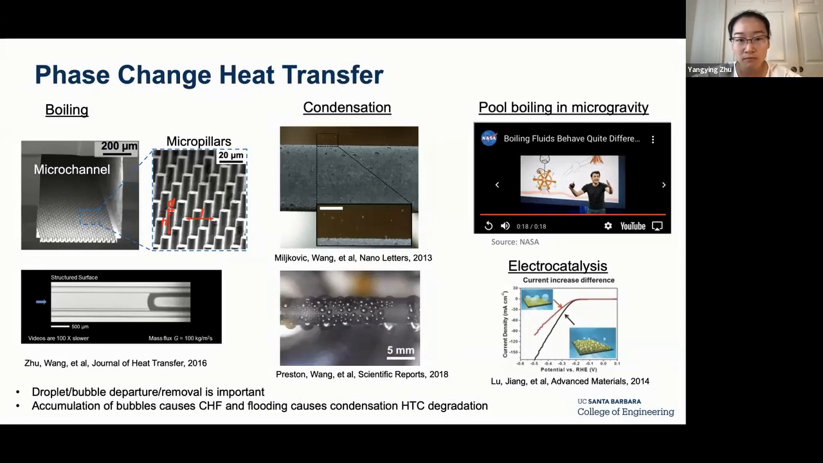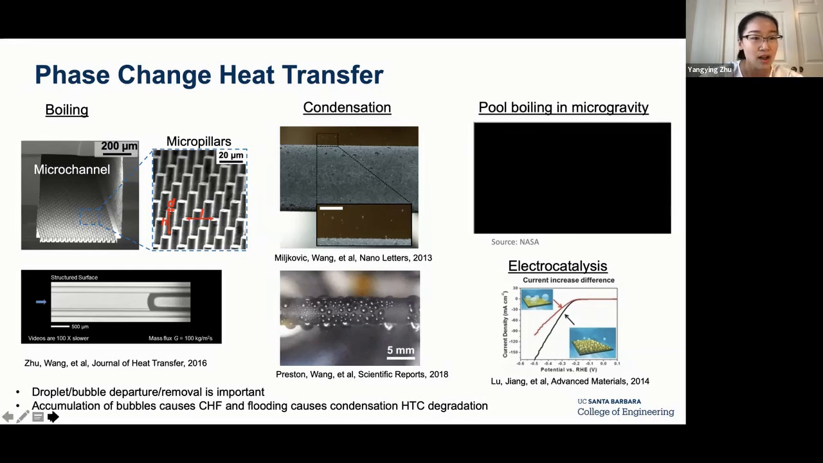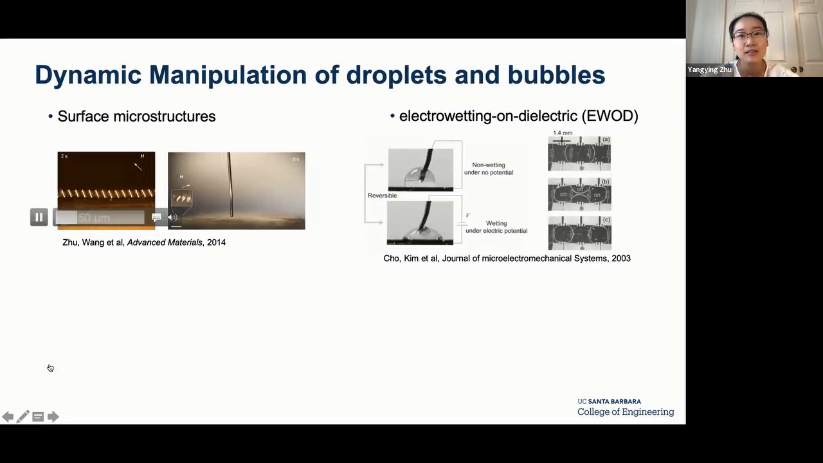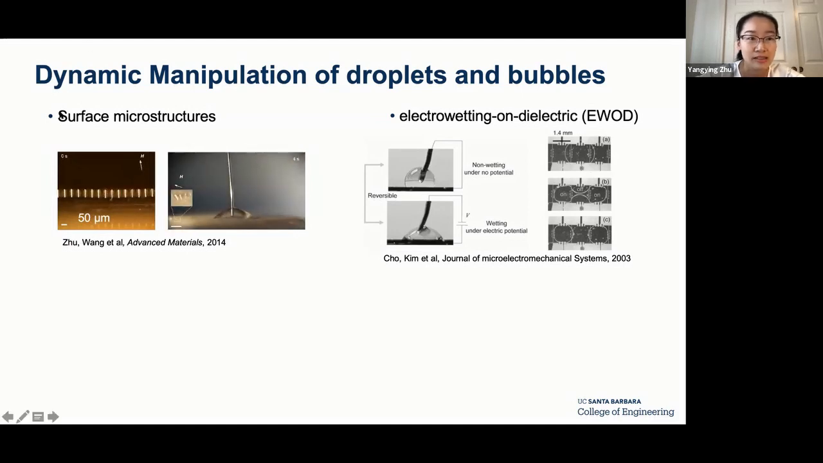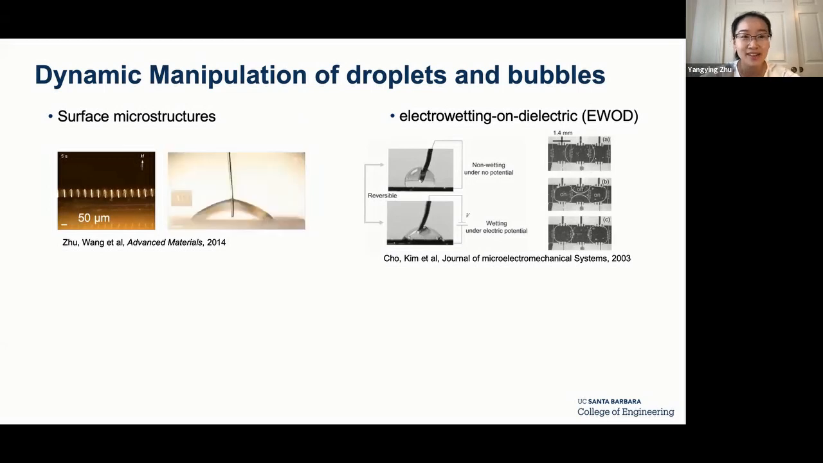And so after I started at UCSB, I've been thinking, is there any dynamic method that we can manipulate droplets and bubbles? If we talk about dynamic methods, there has been a lot of work to dynamically manipulate droplet motions and bubble motions. For example, a lot of the methods have used surface microstructures or micro-nanostructures on the surface. And if you can dynamically tune those micro-nanostructures, you may be able to manipulate the fluid.